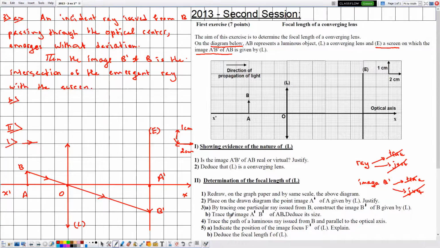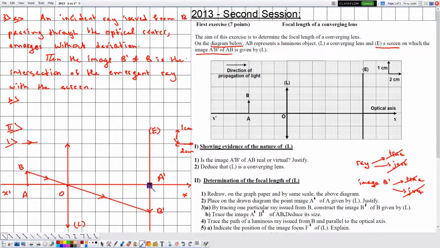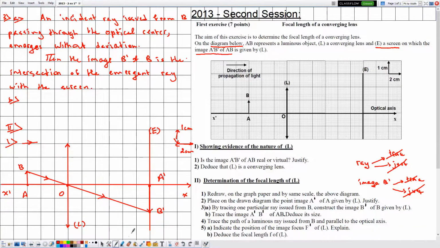Now in part B they are telling me to trace the image A prime B prime of AB and deduce its size. So now we know the position of the point image A prime, and we know the position of the image B prime of B. Then we can trace A prime B prime like this. And now we can calculate the size of the image A prime B prime.